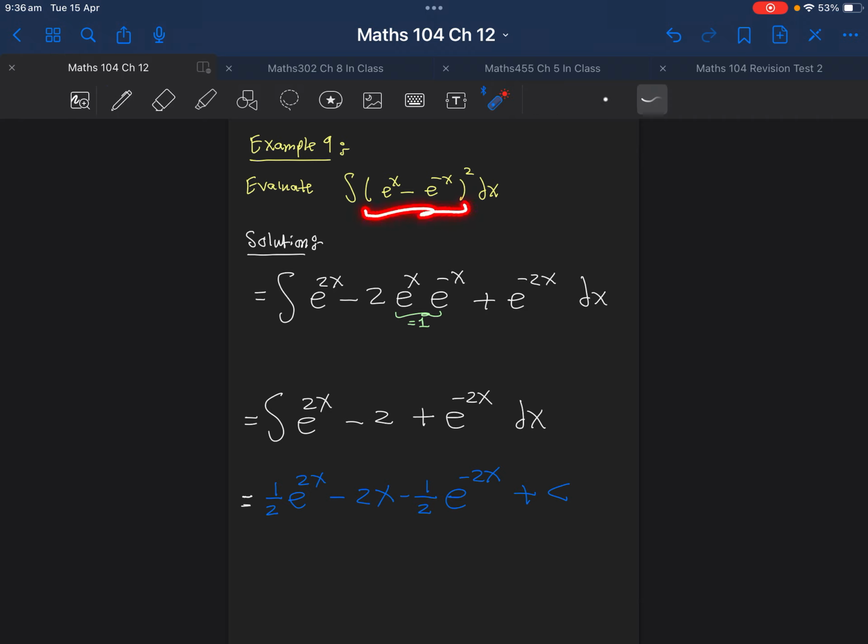So in this example, what I did, I expanded the square first. Now, after expanding the square, I noticed that this can be simplified because x with negative x, if you add them, you get 0. So you get e to the power 0, which is 1. 1 times 2 is just 2. And then I integrate each part separately and find the final answer.